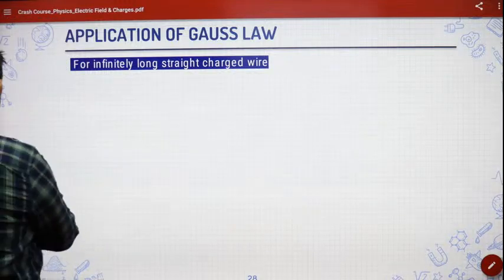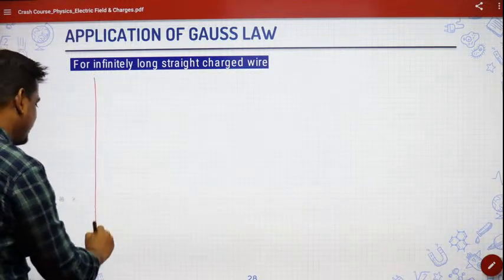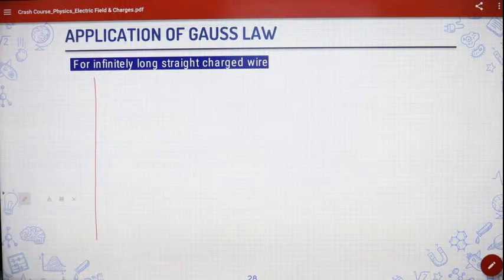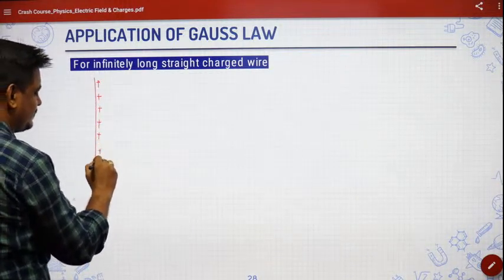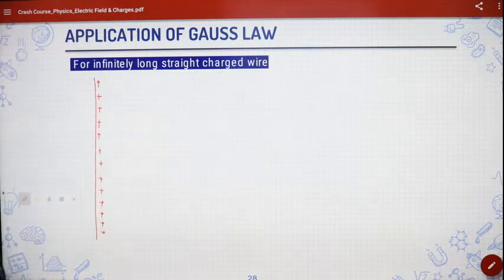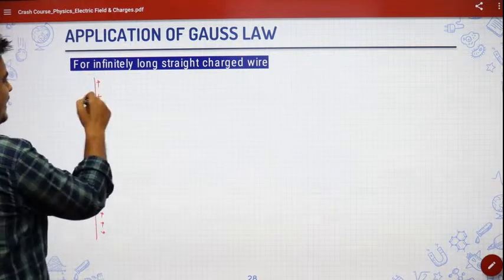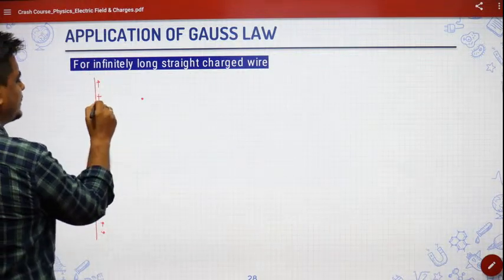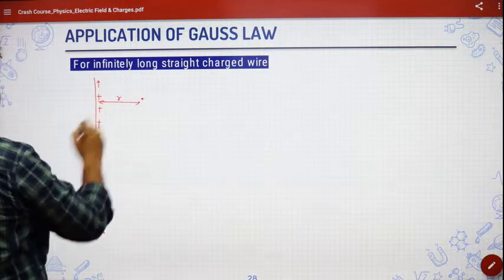So if you have an infinitely long charged wire like this, I have a wire very long, infinitely long, and charged also. So something like this, plus, plus, plus, like this. If you want to find what is the electric field of this wire at any point, distance of r, yeah, I can find that by drawing the Gaussian surface.